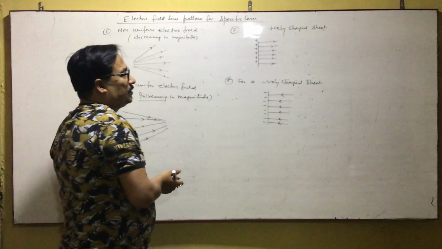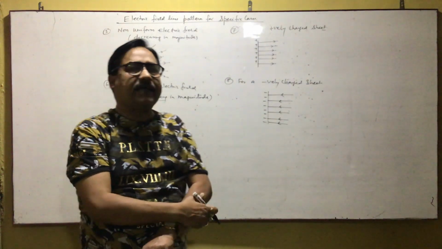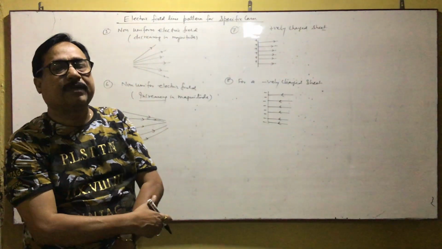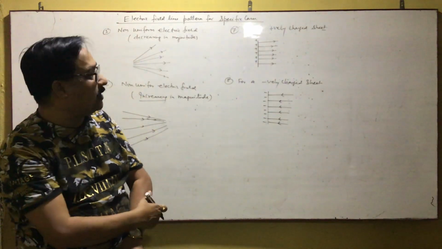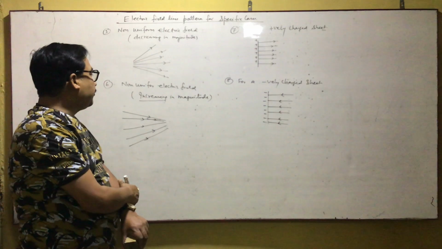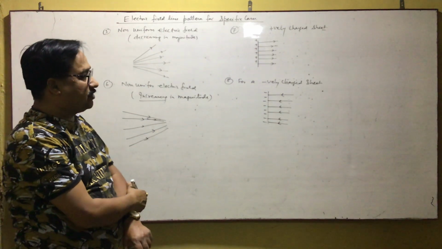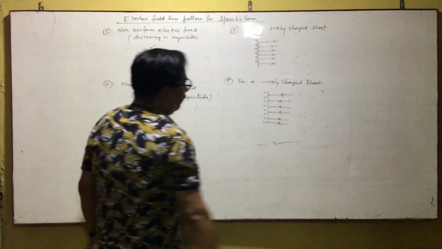So in this way we can have some important field line patterns for an isolated positive charge, isolated negative charge, for a dipole, uniform electric field, non-uniform increasing or decreasing, and then for positively and negatively charged sheets. So we should have practice for these field lines also.